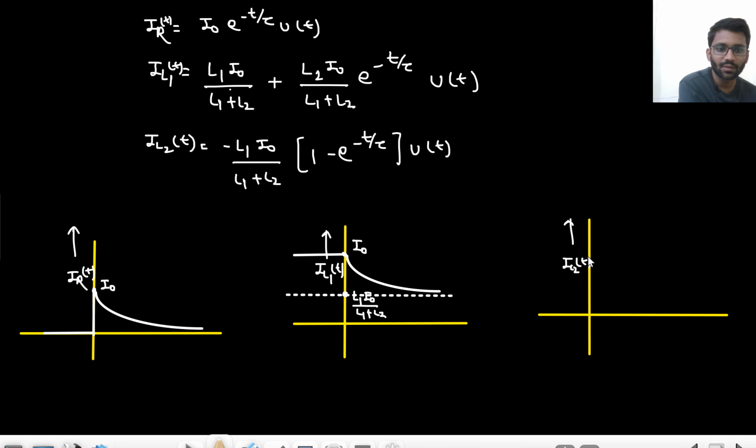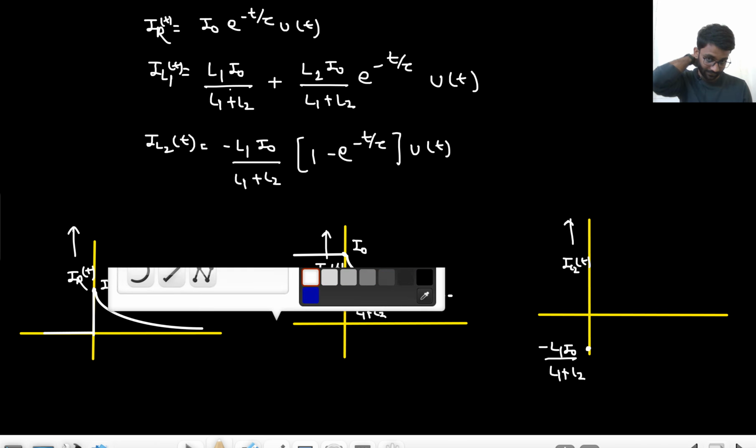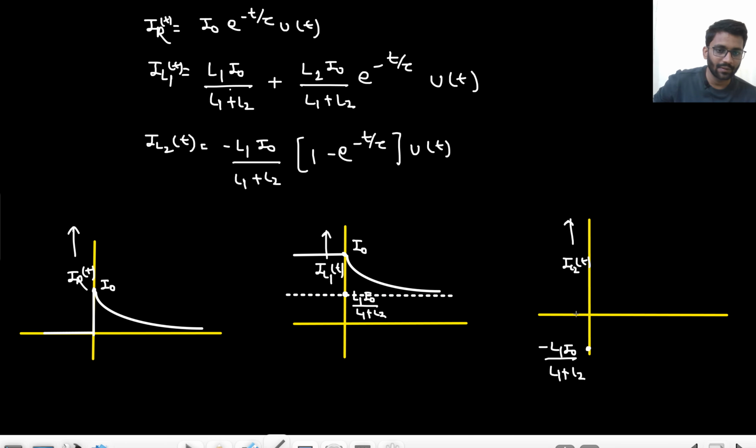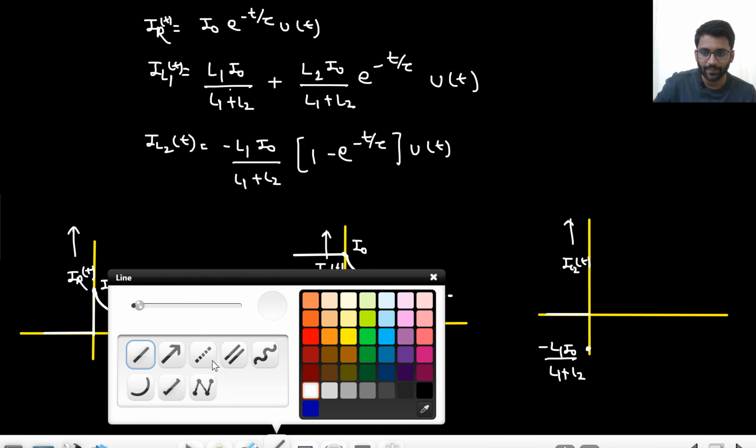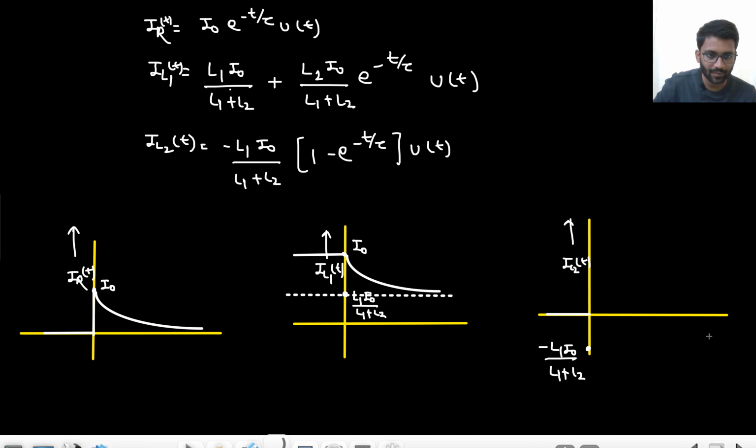Now what about IL2? Initially it was 0. Then it increases in the negative direction to minus L1 I naught upon L1 plus L2. Okay, this is IR, IL1 and IL2.